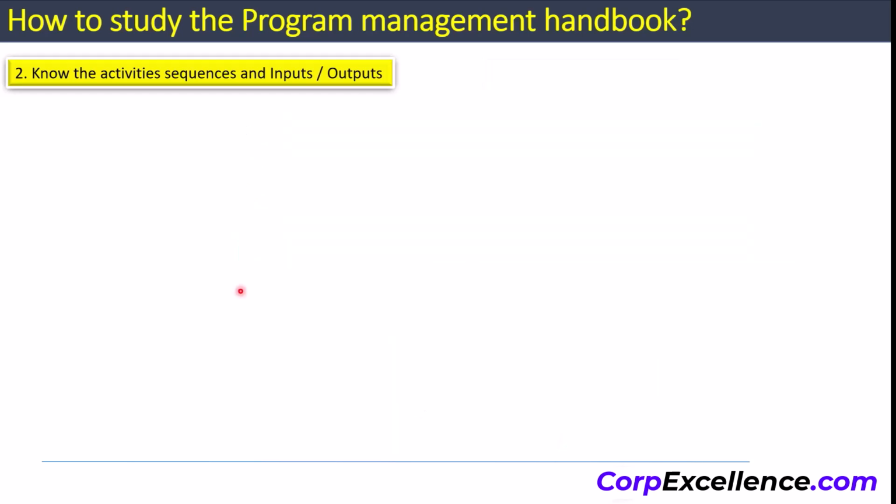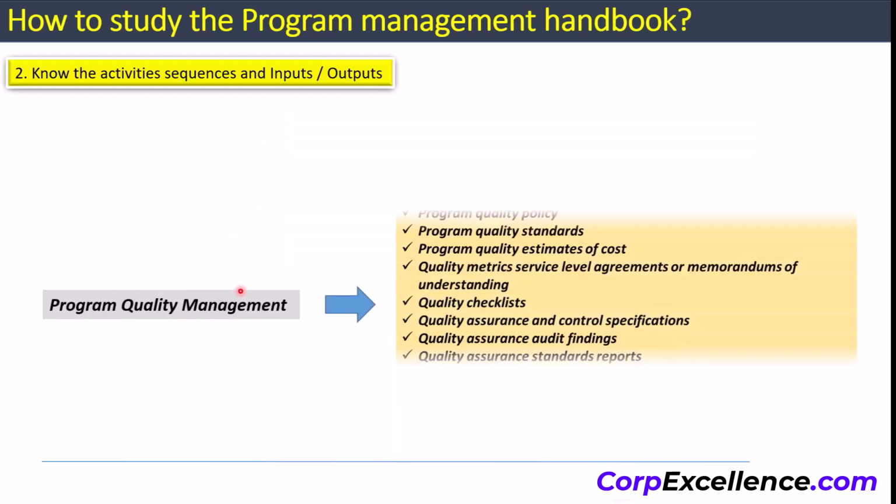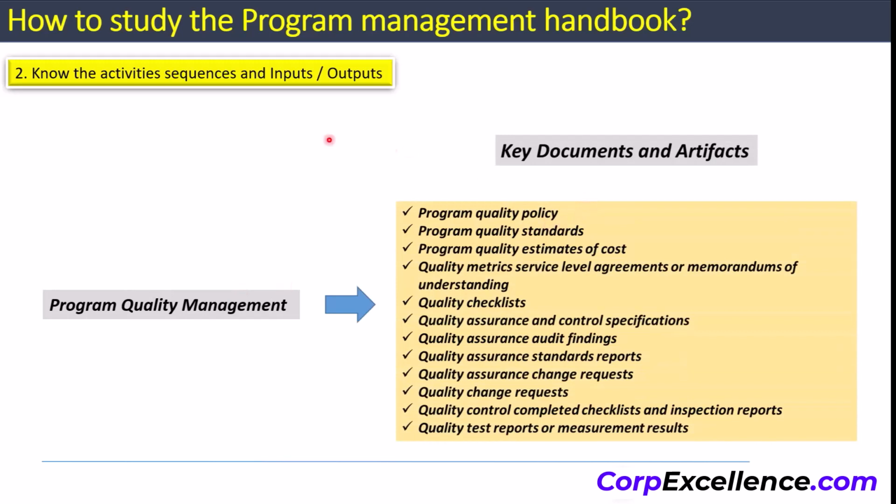Here is another example where we see the activity of program quality management and the various kinds of outputs or documents and artifacts which are created in this activity. So you can easily say program quality policy, program quality standards, and so on. You have 10 to 15 outputs just for this sub-activity. Again, these are not listed in this format in the standard of program management. You'll have to actually read it and extract this information so that you can then try to memorize it and understand it.